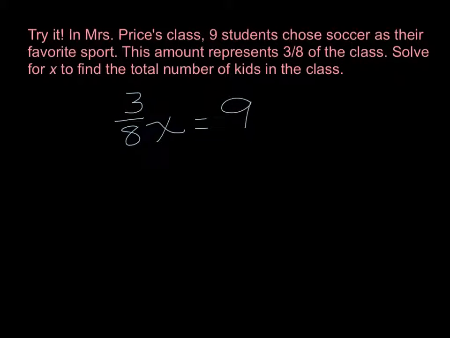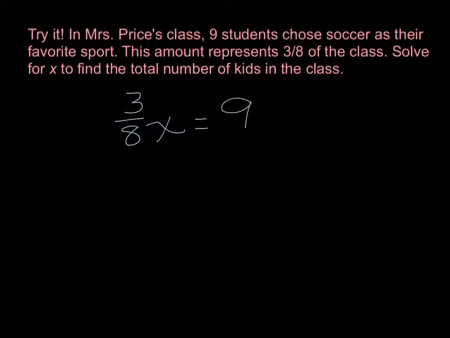Okay, in Mrs. Price's class, 9 students chose soccer as their favorite sport. This amount represents 3/8 of the class. Solve for x to find the total number of kids in the class. So you're looking to see how many kids are in the class, and that you will find by solving for x. Go ahead and pause it and try it on your own.